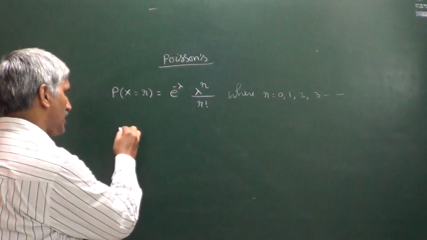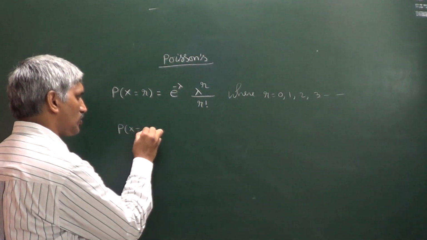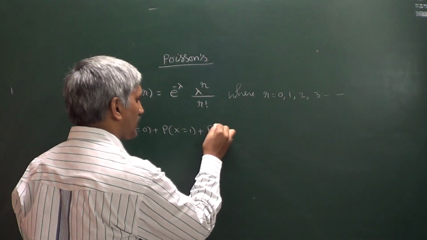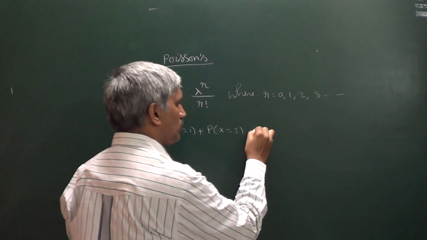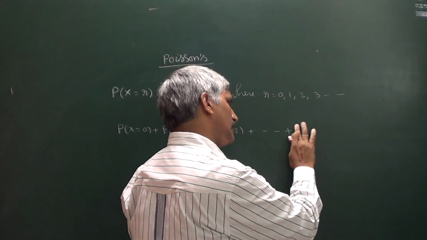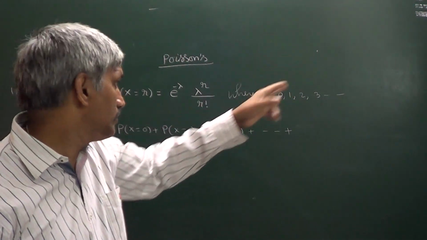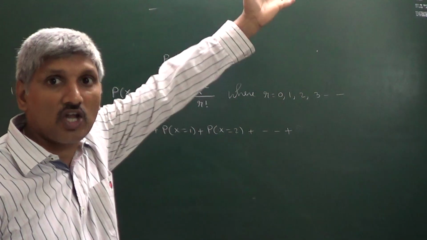Whether you observed or not, here also P of x equals 0 plus P of x equals 1 plus P of x equals 2 plus and so on. It will go up to infinite terms. That means the number of trials is sufficiently large.